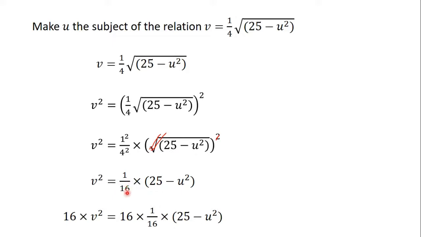Okay, let's move on. Now we have this as a fraction. We have 1 over 16 as a fraction. How do we get rid of fractions? You multiply through by the LCM. The LCM here is 16. So we are going to multiply the left hand side by 16 and the right hand side by 16. The left hand side is v squared, so 16 times v squared. The right hand side is 1 over 16 times 25 minus u squared, so 16 times 1 over 16 times 25 minus u squared.